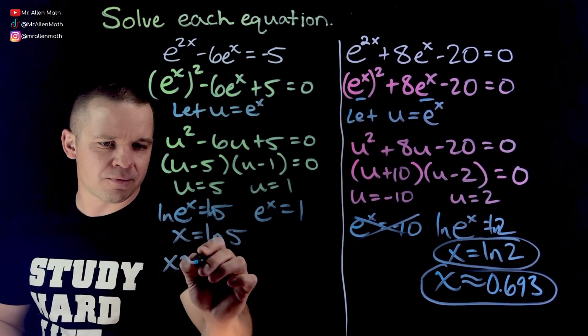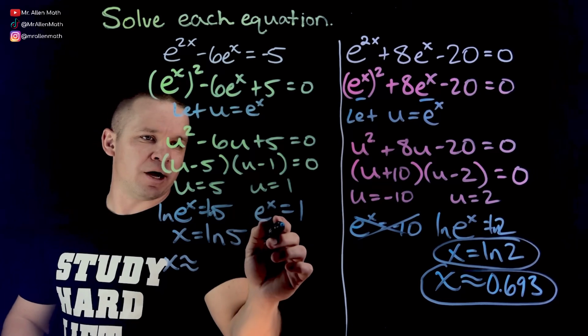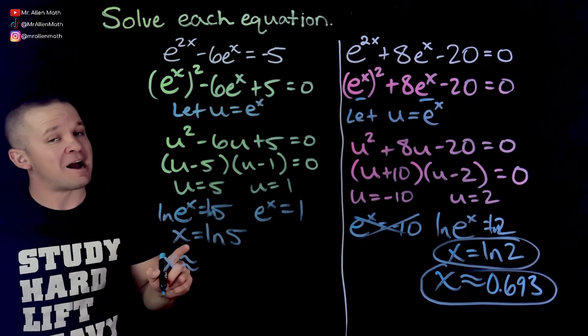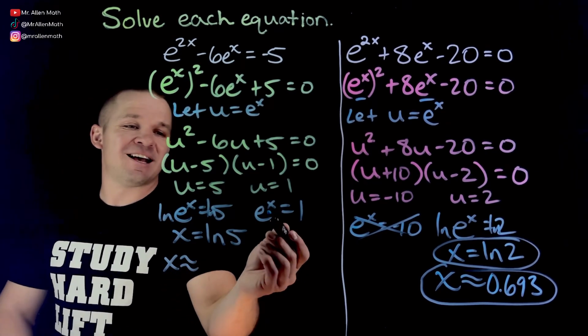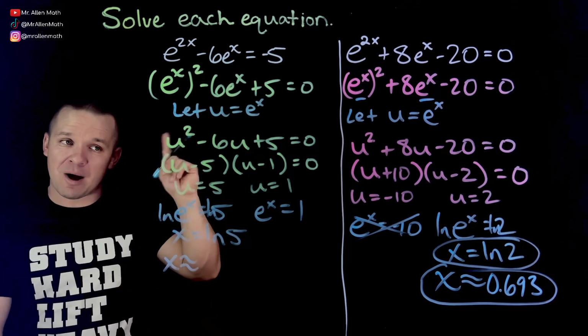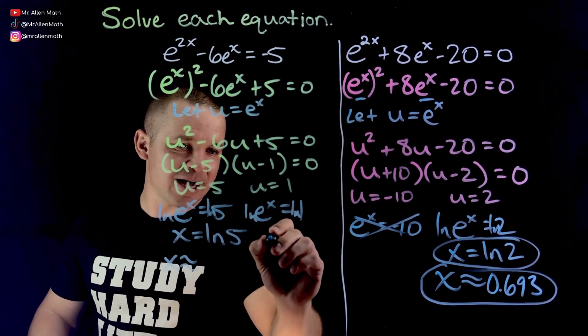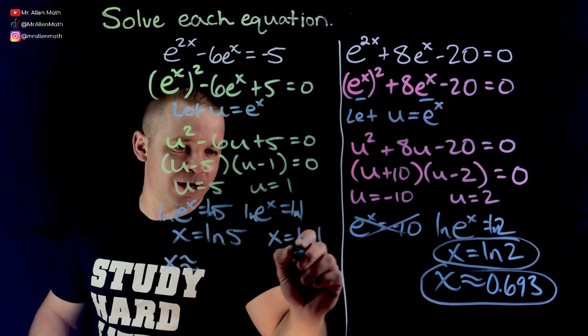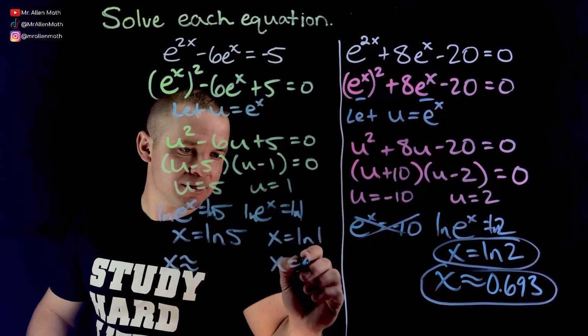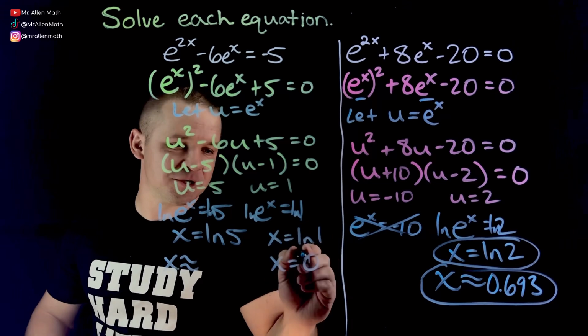We'll get a decimal approximation here in a sec. This one, you might see the answer right now. You might not. Anything to the 0 power is 1. Remember that property of exponents. But if not, it's okay. But that one's going to be x equals the natural log of 1. So x equals 0. Yes, boom, there we go.